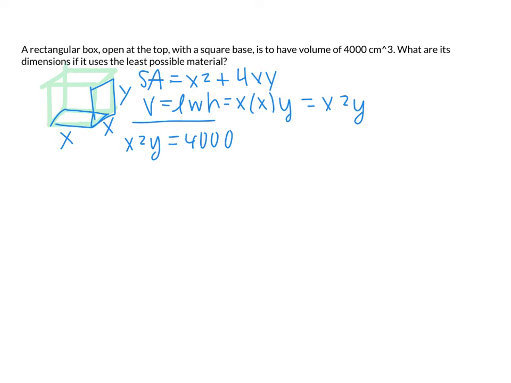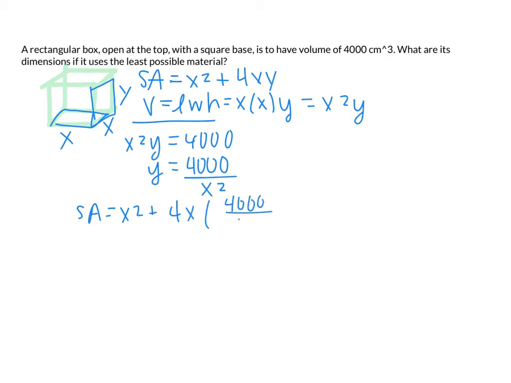So you can just solve for y there and say y equals 4,000 over x squared. So now you have your y in terms of x. You can substitute that into the surface area expression. So x squared plus 4x times not y, but 4,000 over x squared. That's a terrible x, sorry.